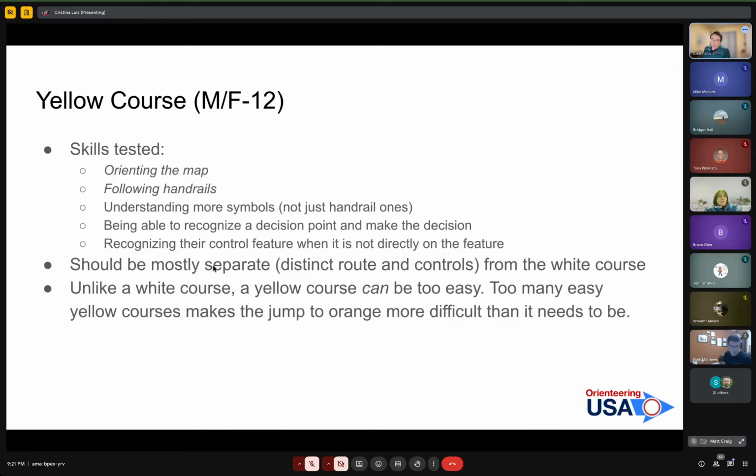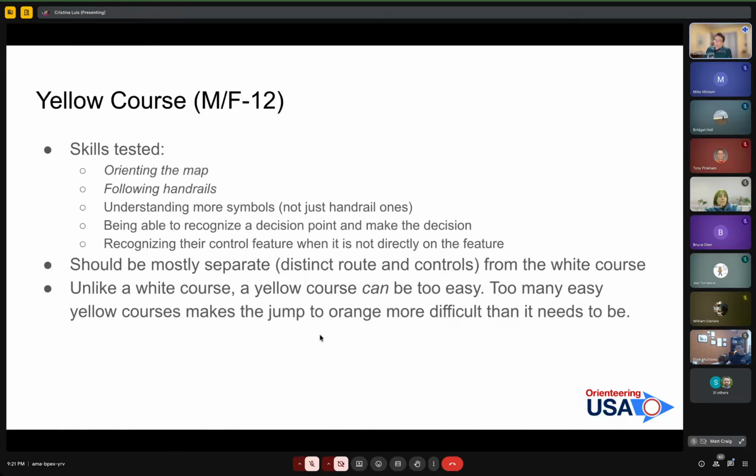So because of this, the routes can be mostly different, and the control placements themselves are mostly going to be different, because their journey around these mostly linear features is going to involve decisions, and you don't necessarily want them doing exactly what the white course is doing. And their control locations, their control features, are also going to usually be different off the course. So generally pretty different from each other.